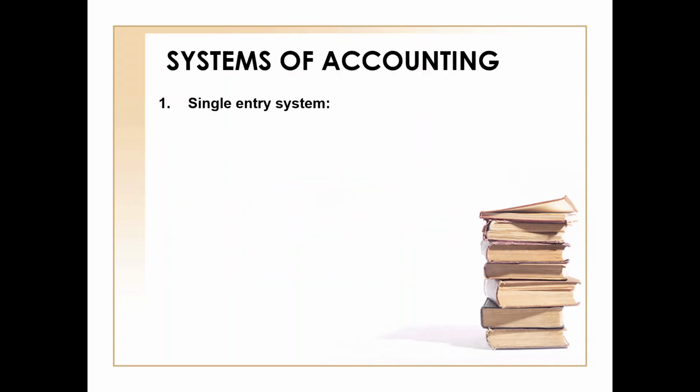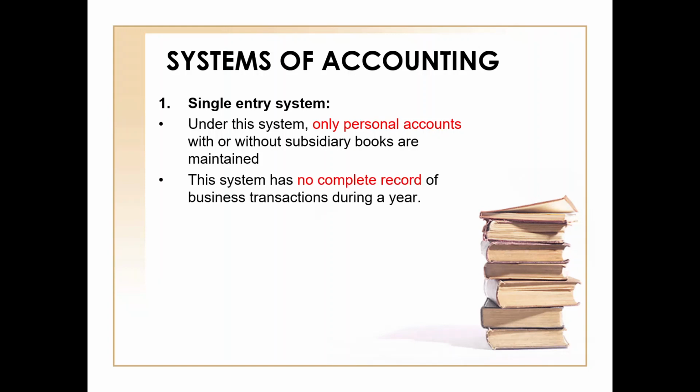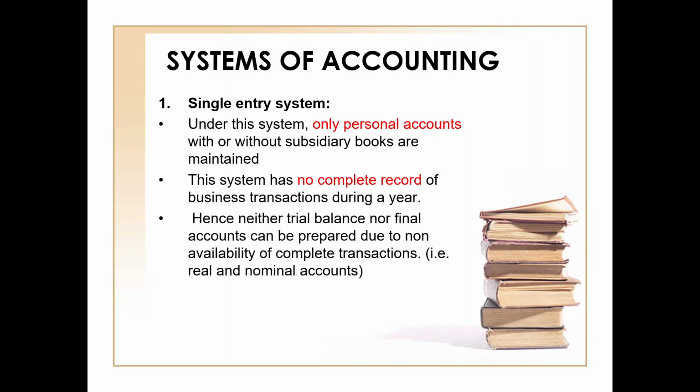Then moving to the systems of accounting, there are two systems of accounting. The first one is the single entry system, under which we only write the personal accounts. We avoid writing the real and nominal accounts. That is the reason we consider this as not a complete record of a business transaction, as we avoid writing the trial balance and financial accounts, which cannot be prepared using only the personal accounts. Generally, only small businesses adopt this type of system.